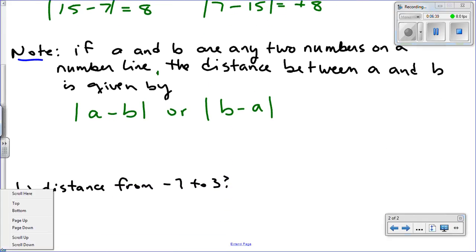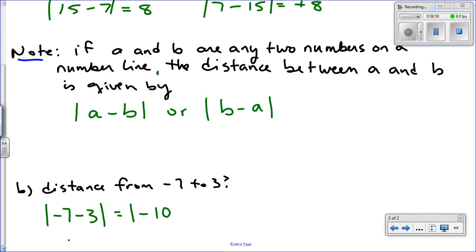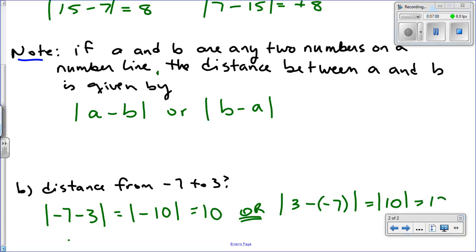A little example of that would be, what's the distance from negative 7 to 3? We can do it two ways. We can say the absolute value of negative 7 minus 3, which gives us the absolute value of negative 10, which is 10. Or we could say, what's the absolute value of 3 minus negative 7? That becomes 3 plus 7, which is the absolute value of 10, which is 10. Both ways we get the same result. Either number first, because we're using absolute values, gives us the same result. And that's the end of that lesson.